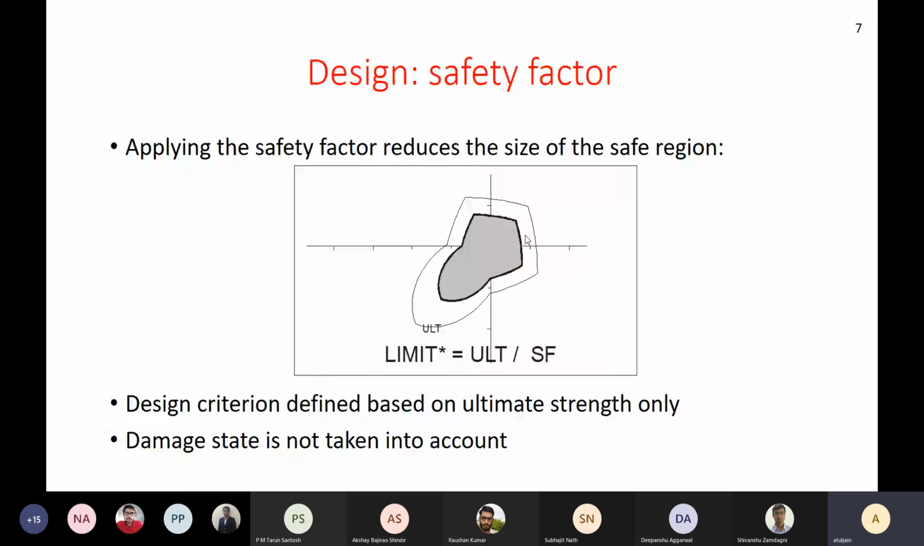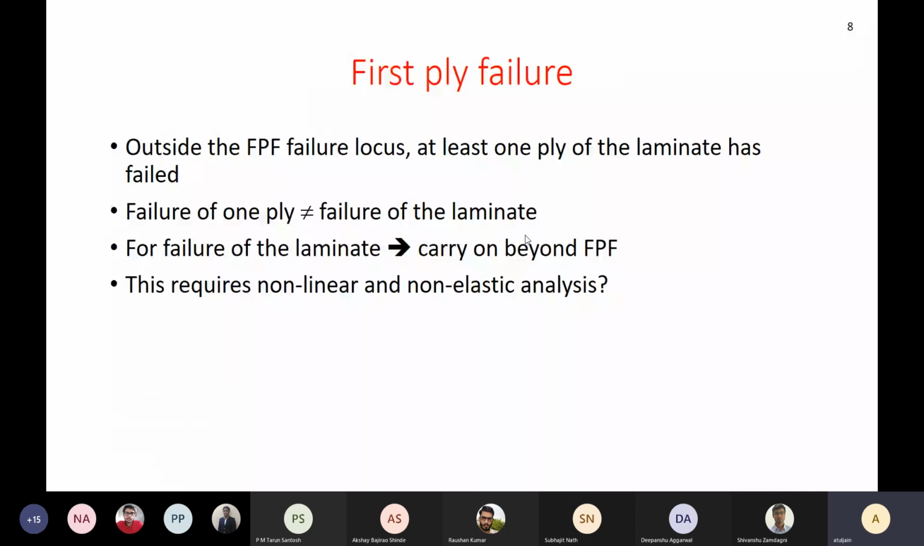Okay, so first ply failure is important for us because outside the first ply failure envelope, at least one ply has failed. But failure of one ply or lamina is not failure of the laminate.